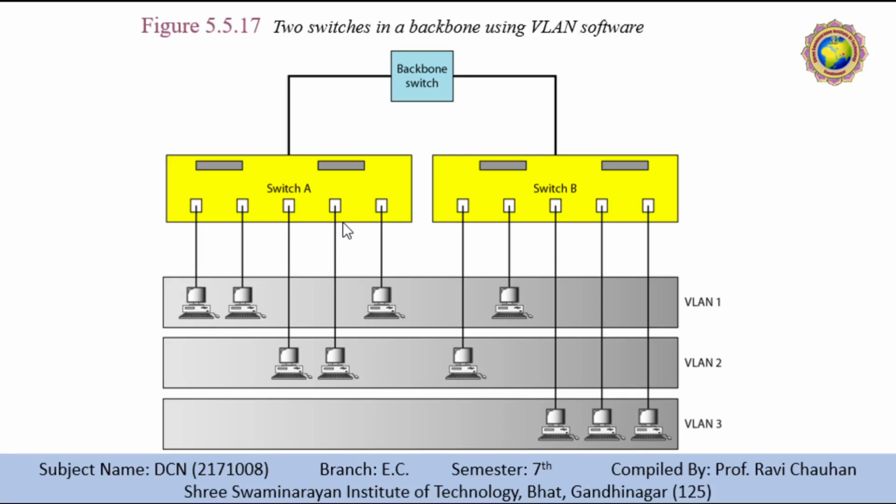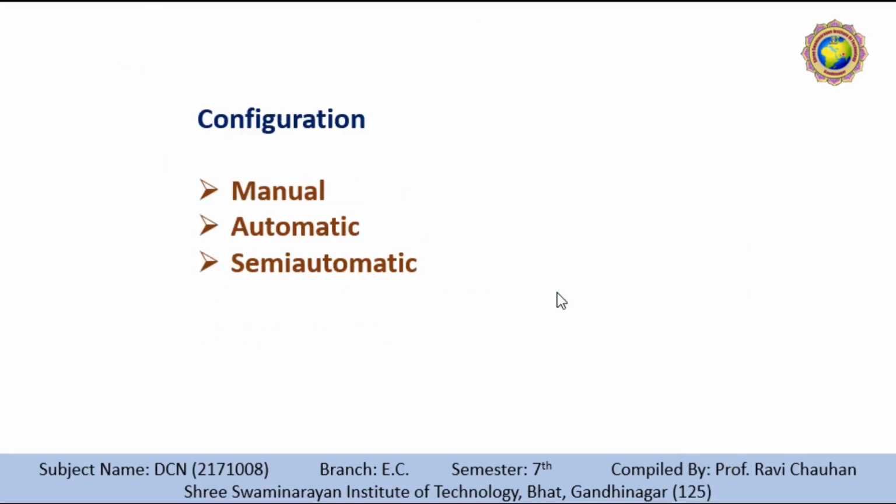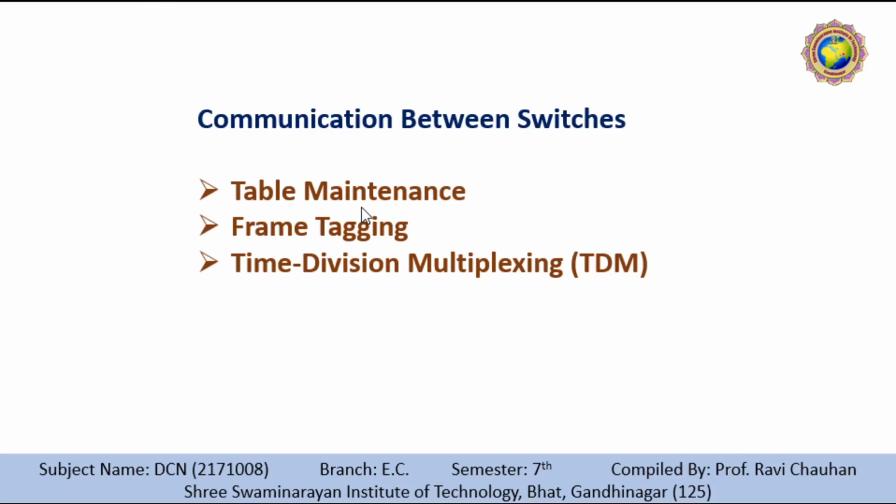Three methods have been devised for this purpose. They are listed over here: table maintenance, frame tagging, and time division multiplexing. In the first, table maintenance method, when a station sends a broadcast frame to its group members, the switch creates an entry in the table and records the station membership. Switches send their tables to one another periodically for updating.